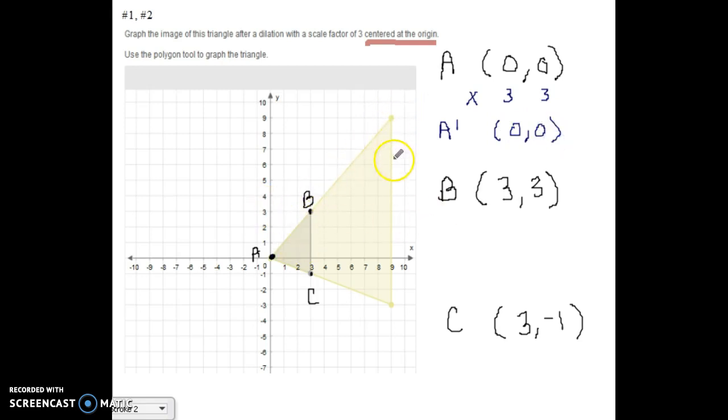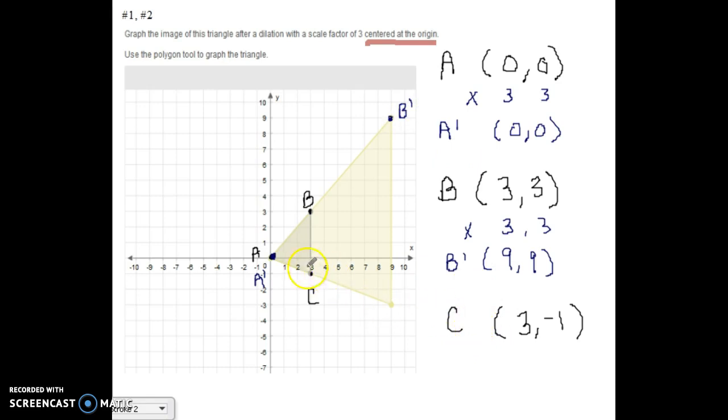So you can see this, the gray is what you were given. The yellow is the correct answer. So here, my A prime is going to be at the same place as my A. Now, if you take a look at B, that's at point 3, 3. I'm going to multiply my x and y coordinate by my scale factor of 3. So B prime is going to be at point 9, 9. So if you see here, I come over 9, I go up 9, that is my B prime.